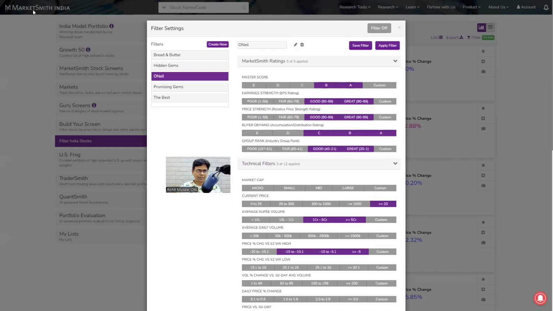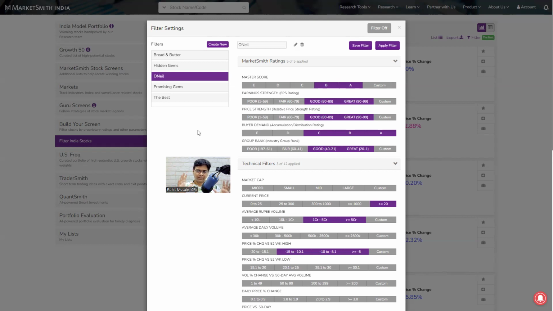As you can see here, this is the MarketSmith India website. MarketSmith mainly is in the US, but they also have an office in India, and they also provide service for Indian stocks. And I am a premium member. I have a pro subscription with MarketSmith, but I am not a promoter, and I'm not affiliated with MarketSmith in any way. I am just a normal user of MarketSmith.